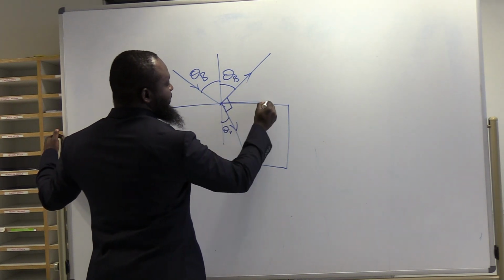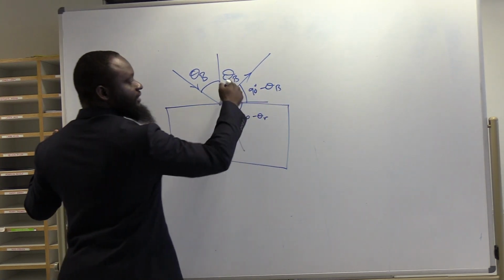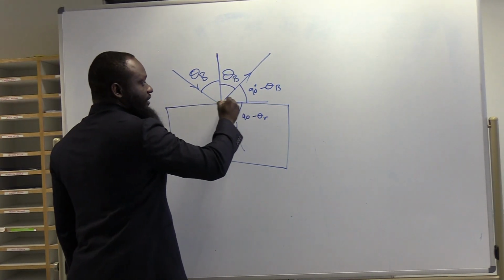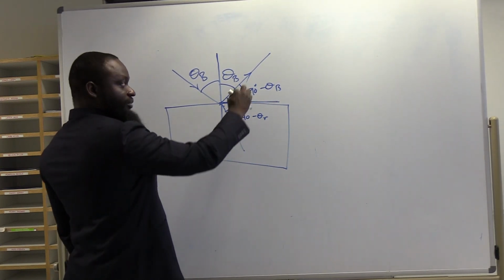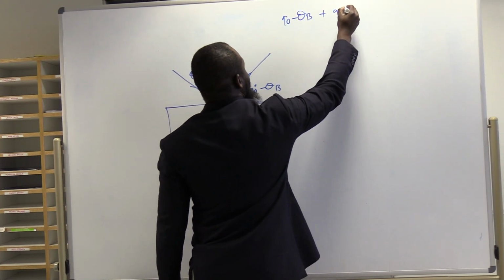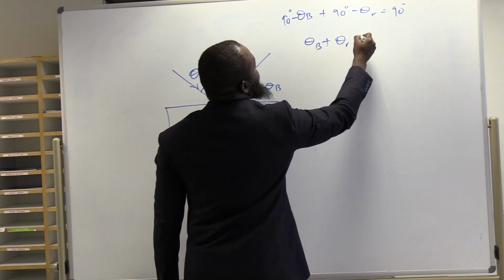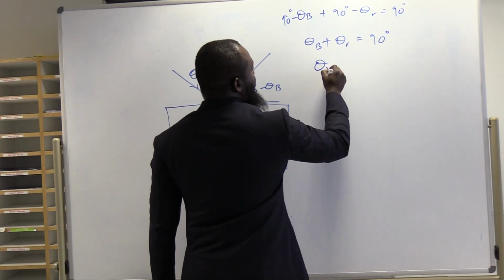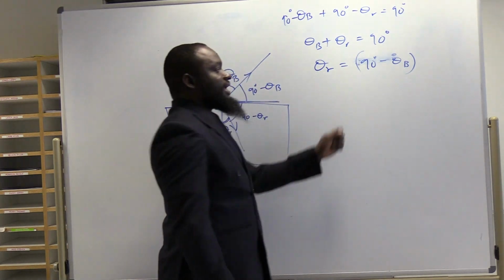So what you do is, if I consider here, this angle is 90 degrees minus theta R, and this angle is 90 degrees minus theta Brewster. But the sum of these two is 90 degrees also, okay? So 90 degrees minus theta Brewster plus 90 degrees minus theta R is 90 degrees. So I solve that, I get that theta Brewster plus theta R is 90 degrees. Good. So it means theta R is 90 degrees minus theta Brewster. So I keep that in mind.